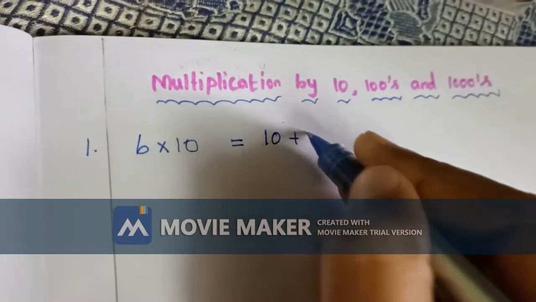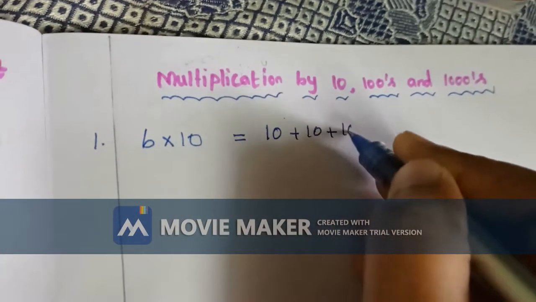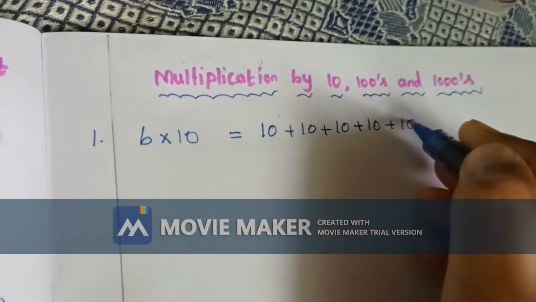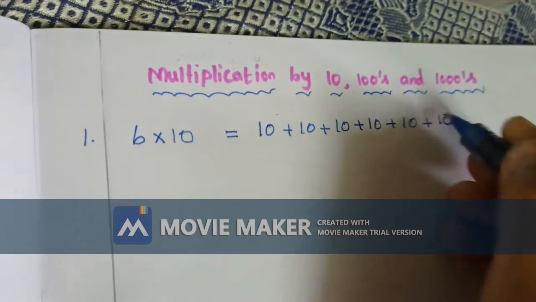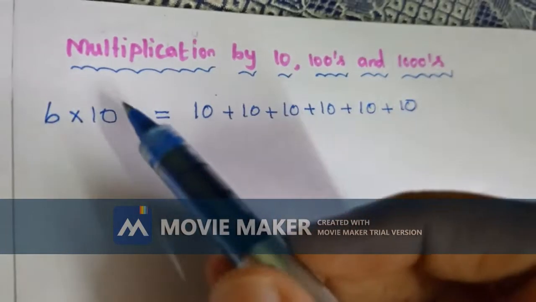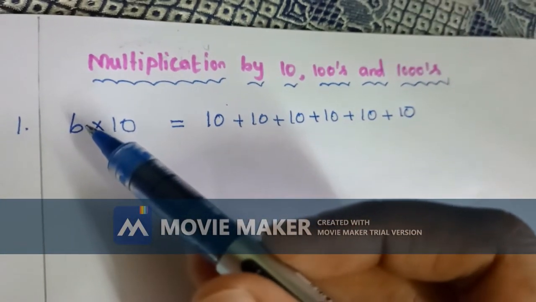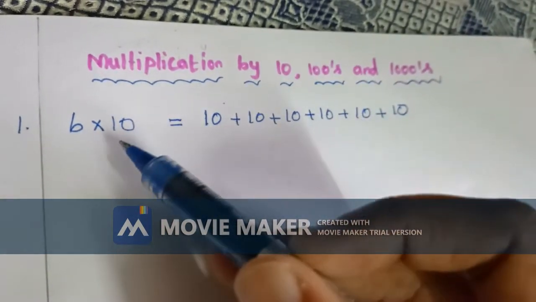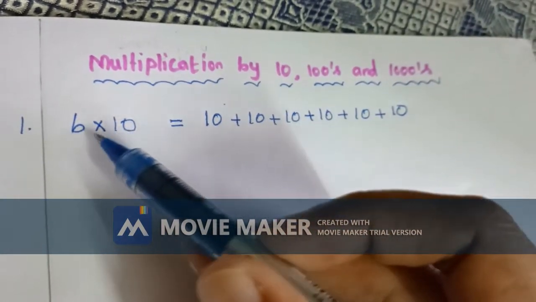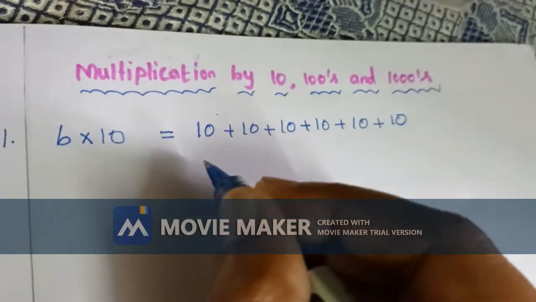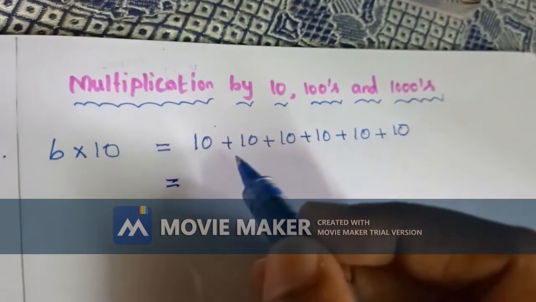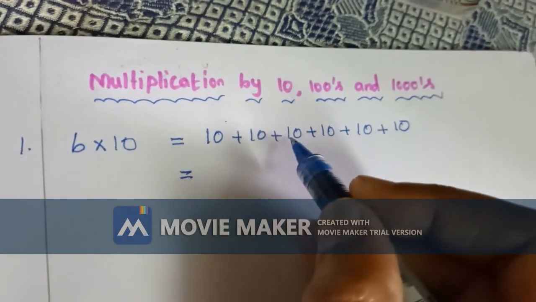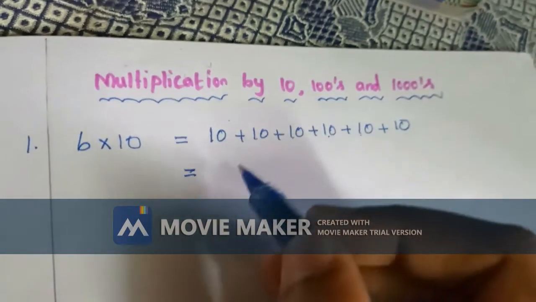1, 2, 3, 4, 5, 6. We have to add this 10 up to 6 times, so we can get the answer as 60. 10, 20, 30, 40, 50 and 60.